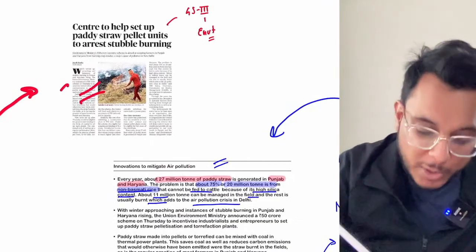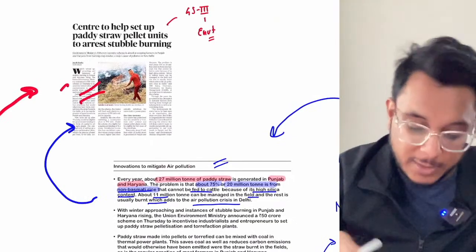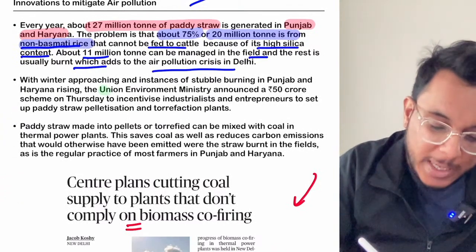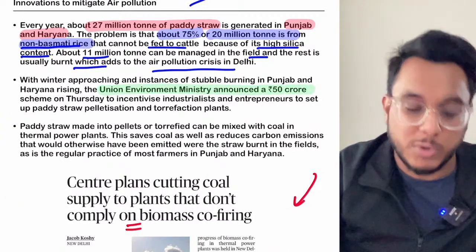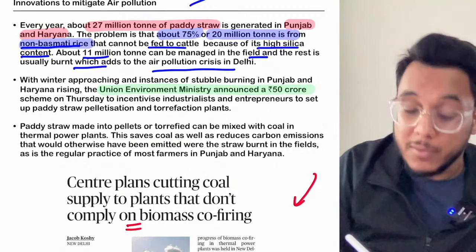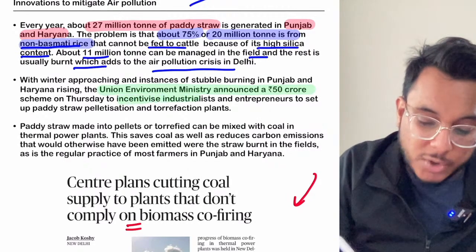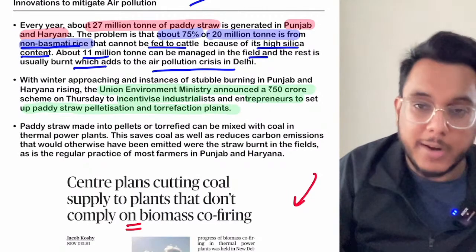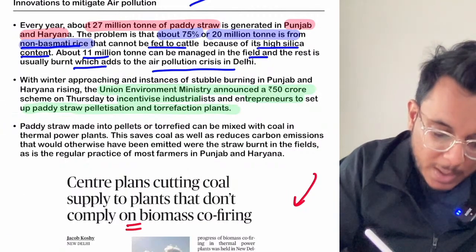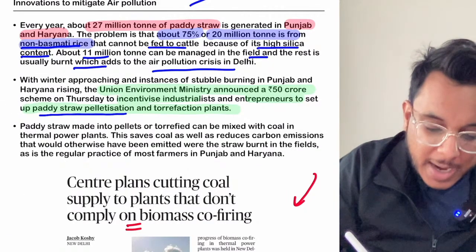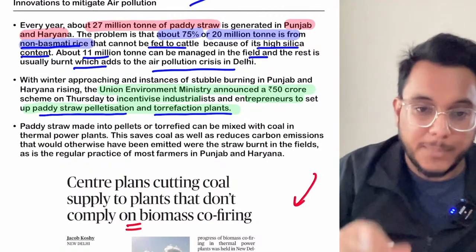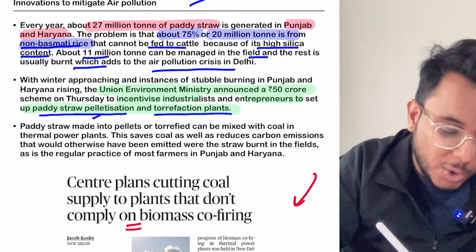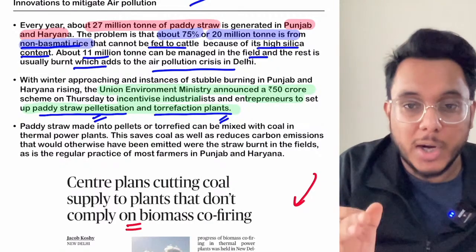Fine. Now in order to deal with this challenge, what has happened? The Union Environment Ministry has come out with a new scheme where 50 crore rupees will be given as an incentive to the industrialists and entrepreneurs to set up paddy straw pelletization and torrefaction plants. Okay, just a minute. For them, the 50 crore rupee support will be provided. Now, what is paddy straw pelletization and what is paddy straw torrefaction?